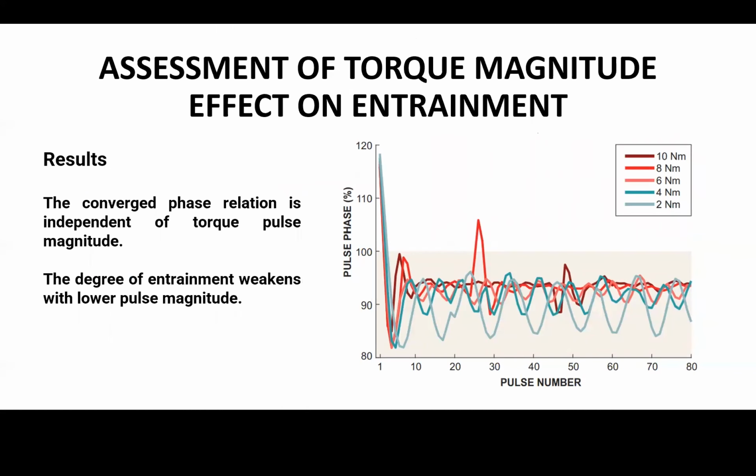The plot here shows the effect of torque magnitude on entrainment, and the converged phase relation is independent of torque pulse magnitude, since no matter what the torque pulse magnitude is, it always converges to the same pulse phase. And the degree of entrainment weakens with lower pulse magnitude.